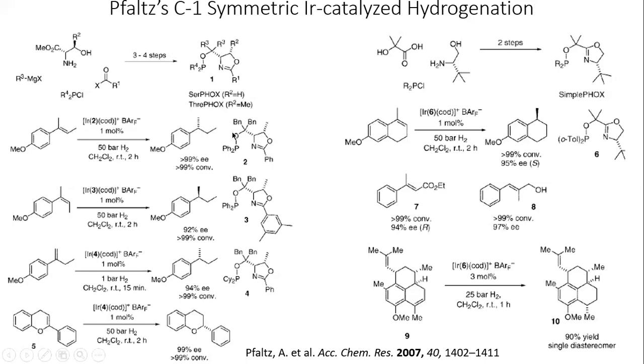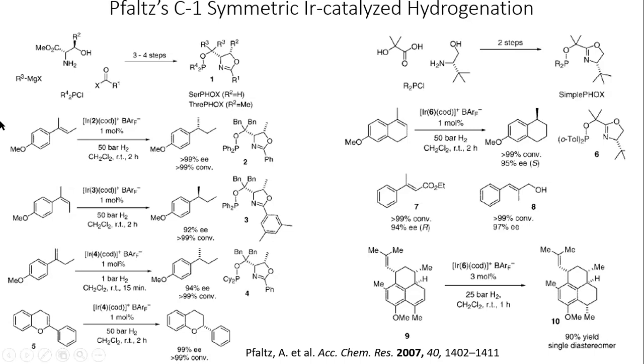You can see that this hydrogenation happens in greater than 99% EE and greater than 99% conversion. So that's excellent. When you see conversion rather than yield, what they're basing that calculation on is how much starting material is left over. So that's less than 1% starting material left over, which is excellent.